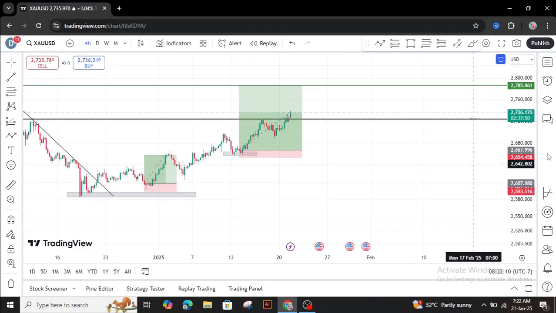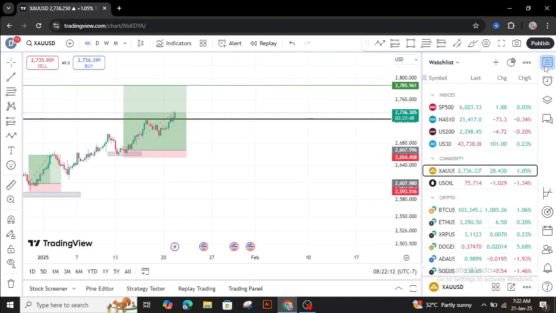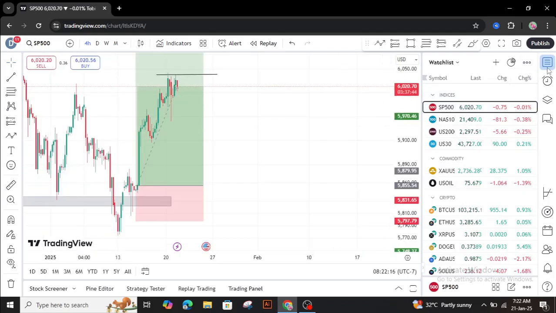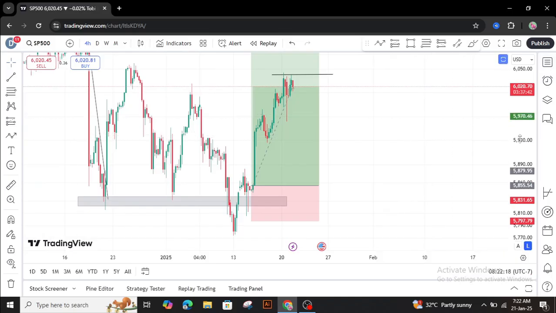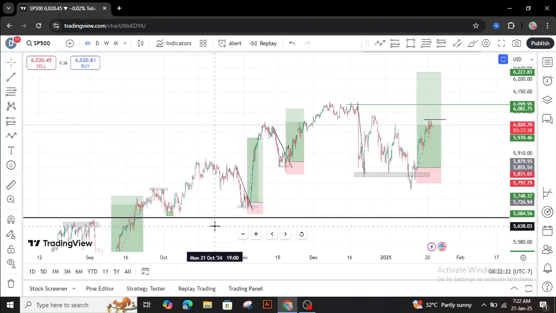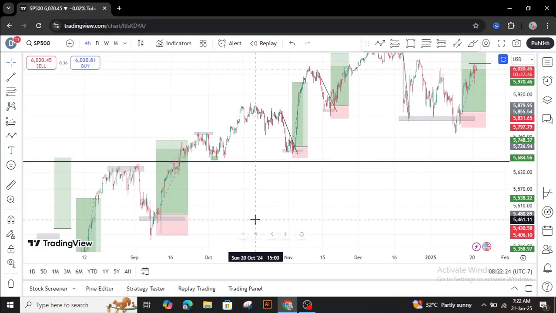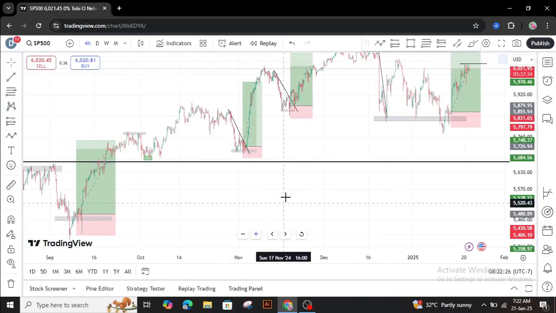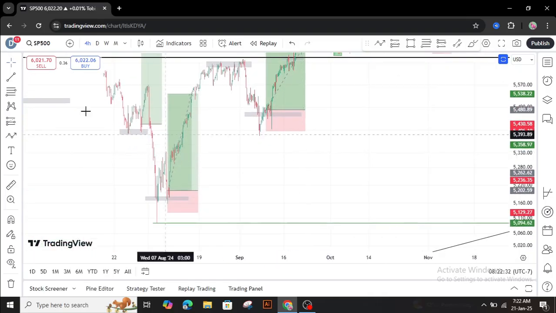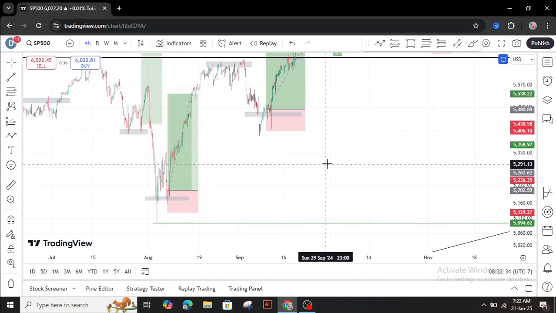Let me show you another asset as an example. This is the S&P 500. If you look at the S&P 500 on 4-hour, you will see that I've always been buying. Whenever I see a retracement, I buy. Whenever I see a retracement, I buy. As you can see here, retracement, I bought. You will see I keep buying.